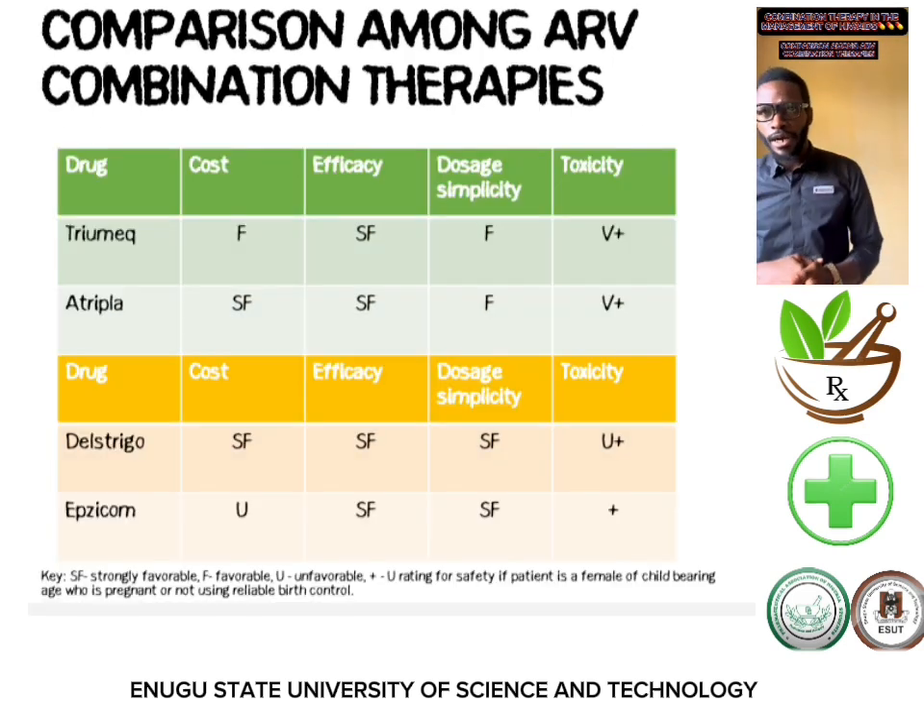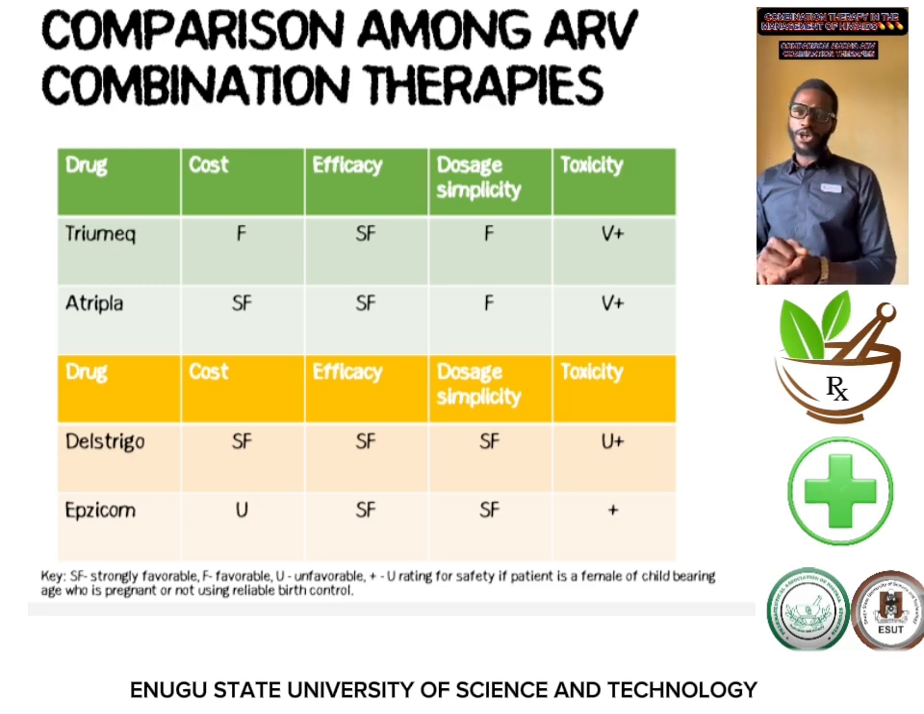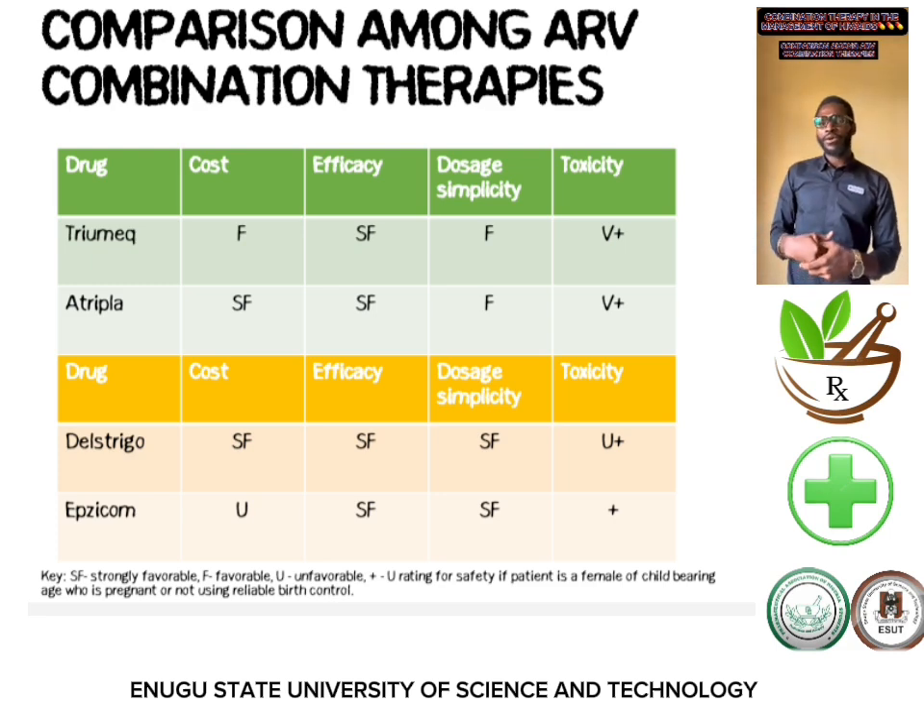Comparing 2 other antiretroviral combinations, which is Triumeq and Atripla. Triumeq in cost is favorable and Atripla is more strongly favorable. Now talking about the efficacy, they both are strongly favorable. Now dosage simplicity, they are just favorable, and on toxicity, both of them are unfavorable for females of childbearing age.